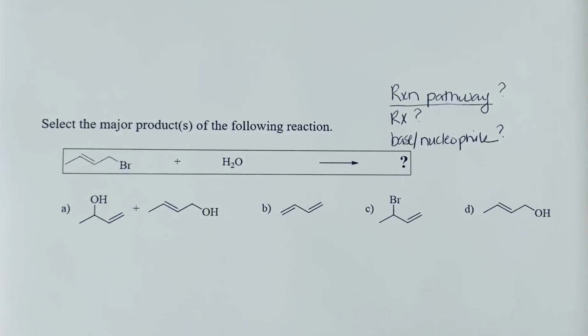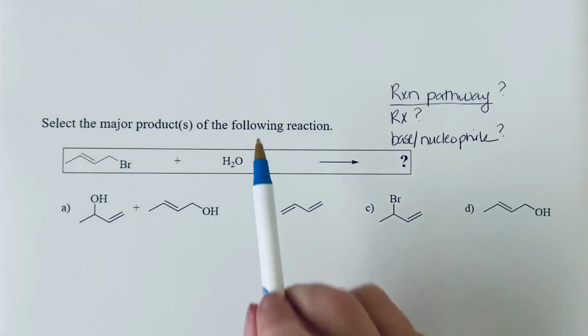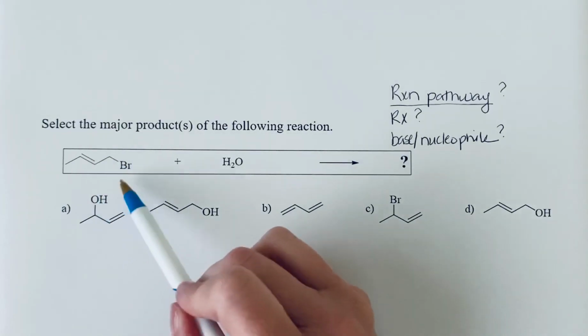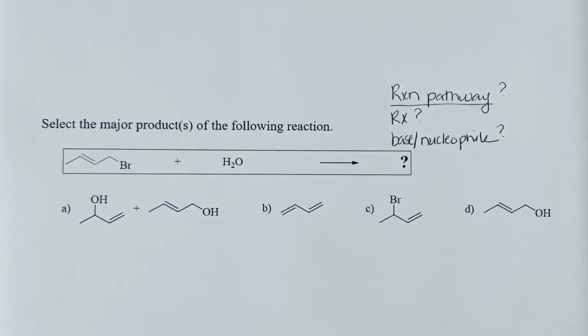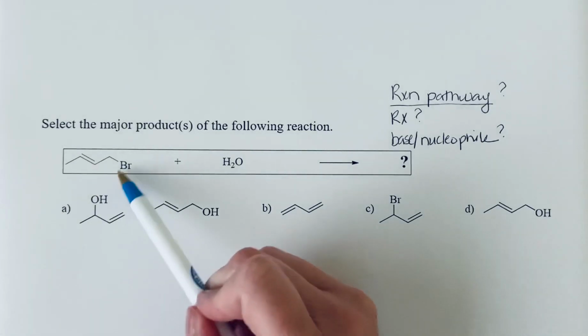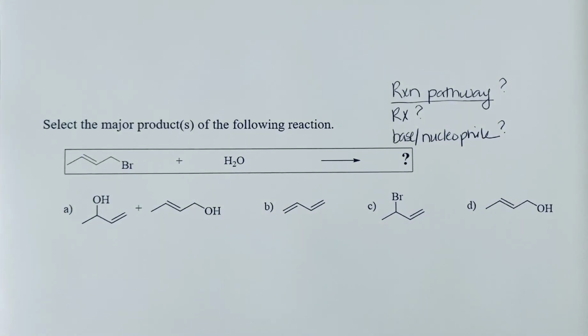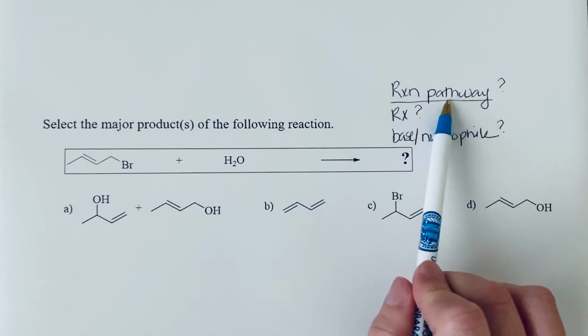Select the major products of the following reactions. So we have a reaction where we are starting with an alkyl halide. The reactions that we have covered of alkyl halides have been substitution and elimination reactions. And for those, we have a few different pathways that the alkyl halides could undergo. And so we need to first decide, before we get into the products, what the reaction is going to be.